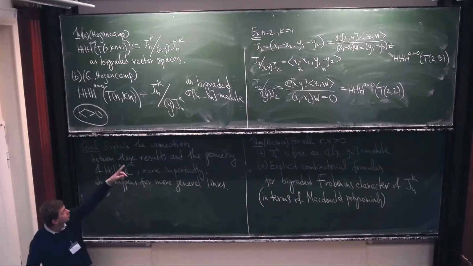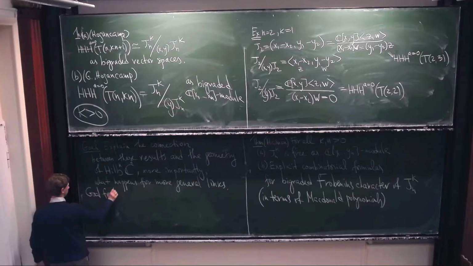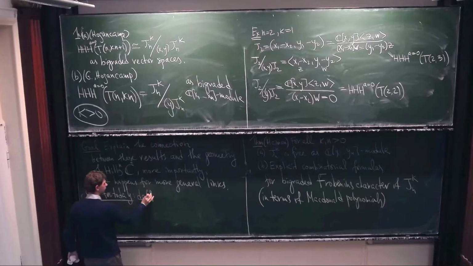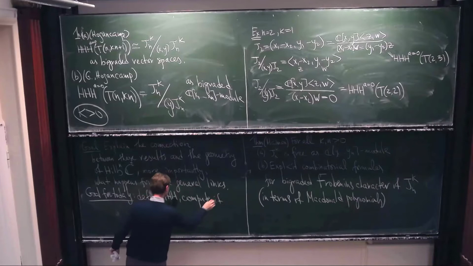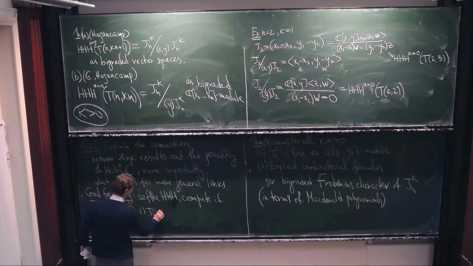So the goal for today is to define the Khovanov-Rozansky homology, and compute it for C2 and C3. So in particular, I would like to convince you that this answer is correct.